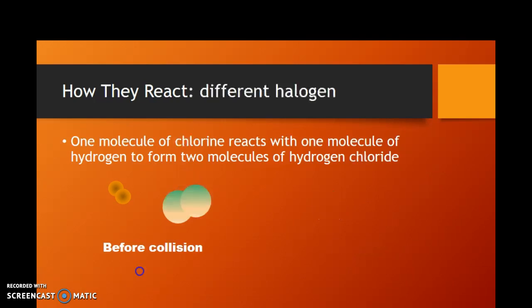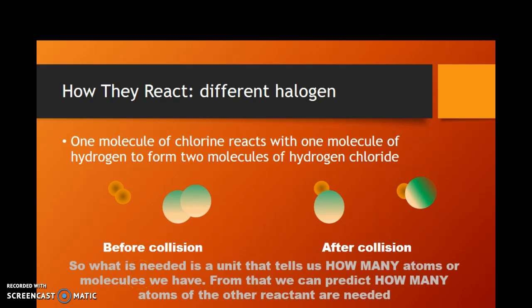Now, if we change to the different halogen, to chlorine instead, we know that one molecule of chlorine reacts the same way with hydrogen. One molecule of hydrogen reacts with it to form two molecules of hydrogen chloride. Here are the molecules of hydrogen and chlorine before the reaction, before the collision, and after the collision and reaction, there is your hydrogen chloride molecules, two of them.